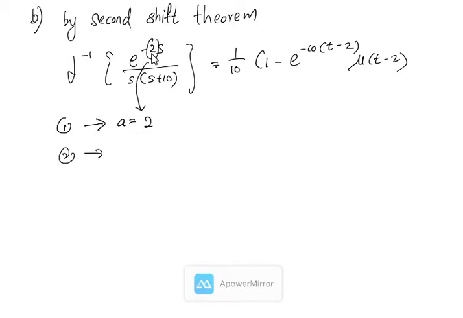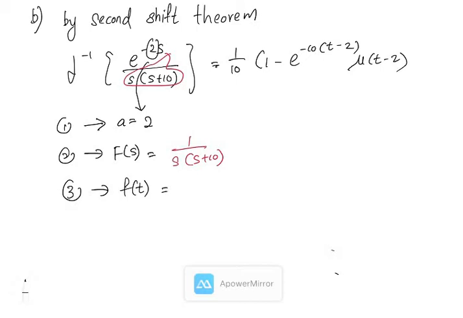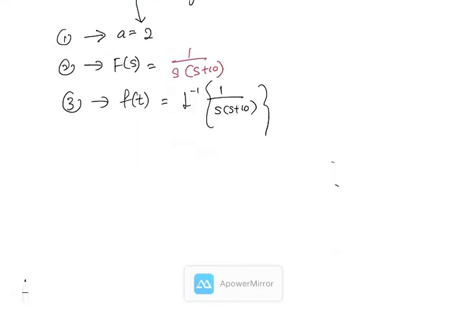Then second is to find the F(s). So F(s) of this question is 1 over s times (s plus 10). And then we take the inverse Laplace transform of the F(s), we get f(t). So from part A, from the previous question, we know that the inverse Laplace transform of 1 over s times (s plus 10) is equal to 1 over 10 times 1 minus exponent minus 10t.